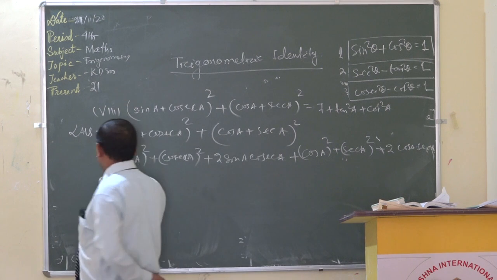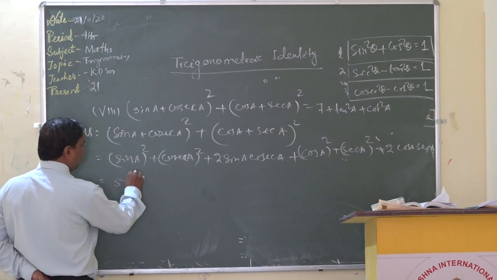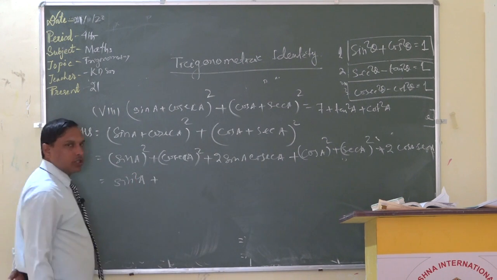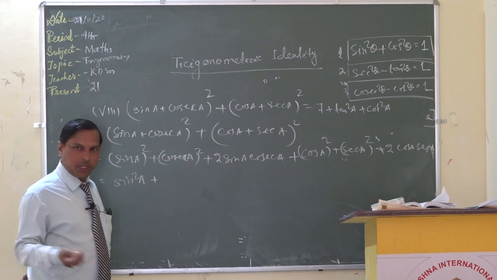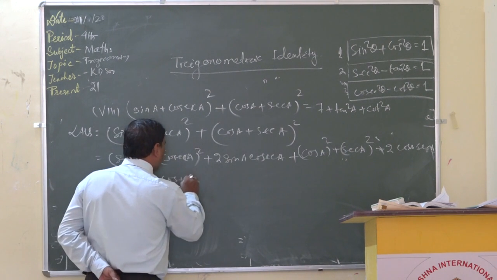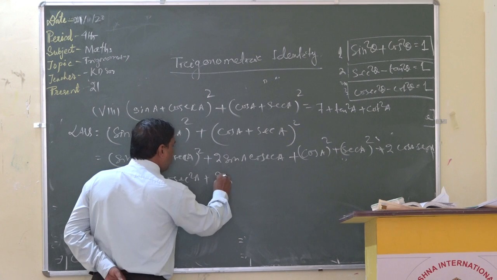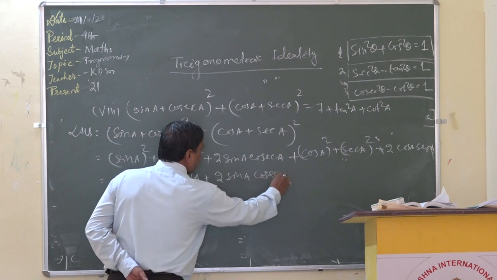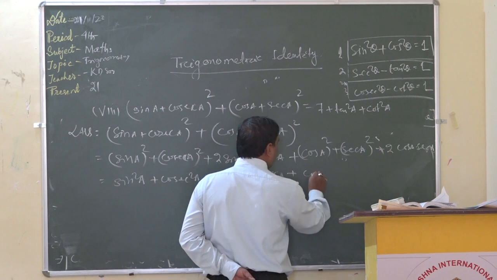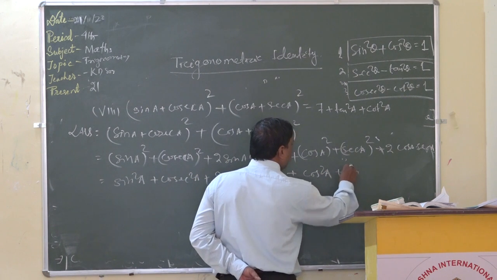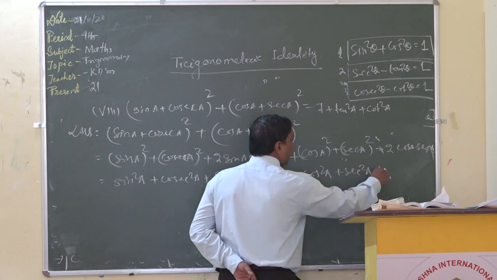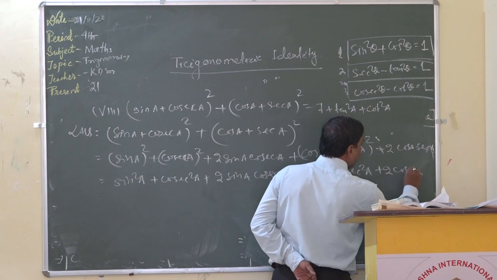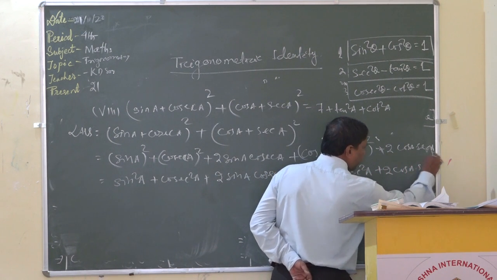Clear? (Sin A) whole square is equal to what? Sin square A. (Cosec A) whole square is equal to what? Cosec square A. Then 2 sin A into cosec A. Clear? Plus (cos A) whole square is equal to cos square A plus sec square A plus 2 cos A into sec A. Clear?